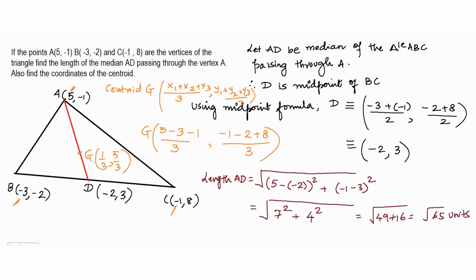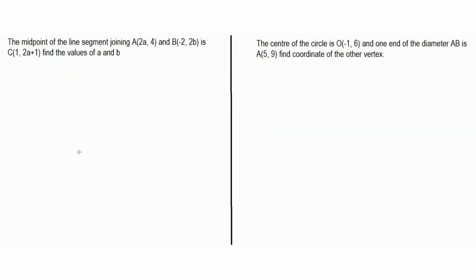Moving on to the next question. Let us solve these two questions now. The midpoint of the line segment joining A and B. So let me draw the figure. The point A is (2a, 4) and the point B is (-2, 2b). The midpoint of this line is C (1, 2a + 1). We have to find the values of a and b.